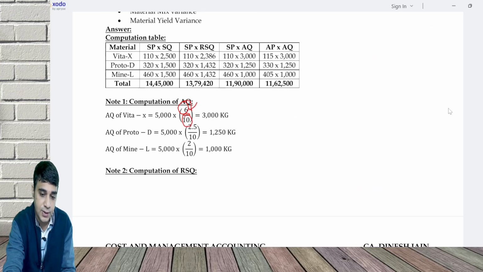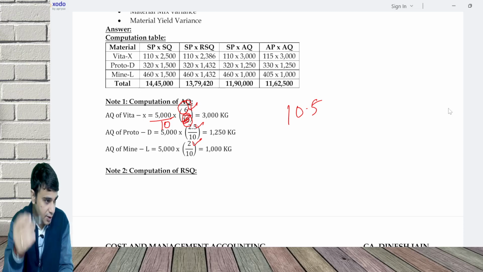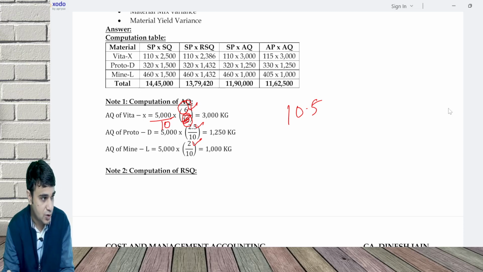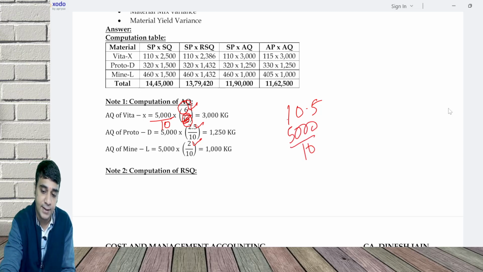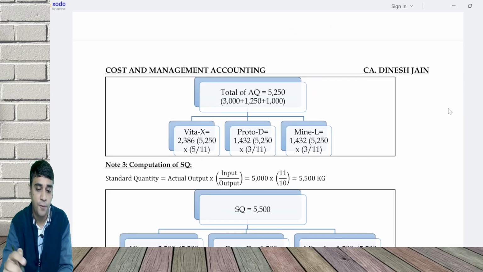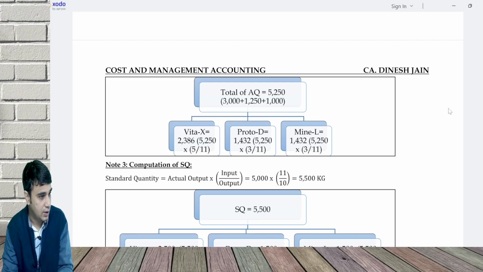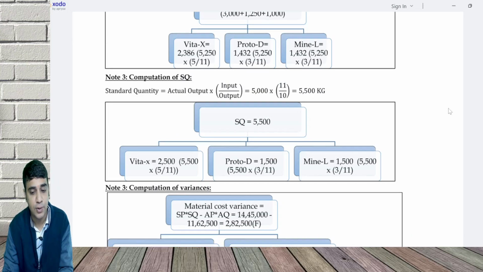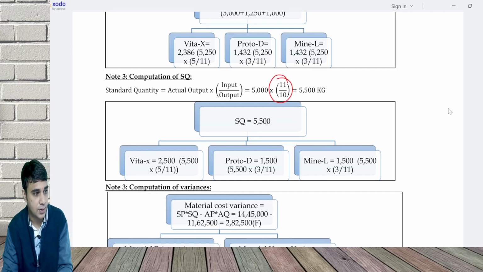One student had asked me why we are doing divided by 10, because 6 plus 2.5 plus 2 adds up to 10.5. It should ideally be 5,000 by 10 into 6. The division by 10 is for 5,000 rather than for 6. So ideal presentation is 5,000 by 10 into 6, 5,000 by 10 into 2.5, 5,000 by 10 into 2. That will give you the AQ. Put a total, split in the ratio of 5 is to 3 is to 3. That will give you the RSQ, and SQ calculation is 5,000 into 11 by 10. Any doubts on this?